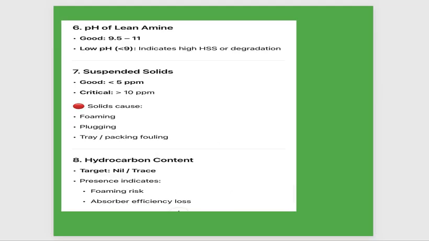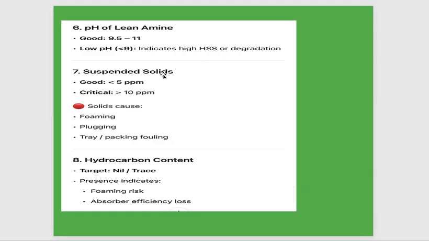Okay. And finally, the pH in the amine unit or in the lean amine, especially between 9.5 to 11. Lower pH, lower than 9, indicates high heat stable salt in your system. Check with a sample for high heat stable salt in your system.